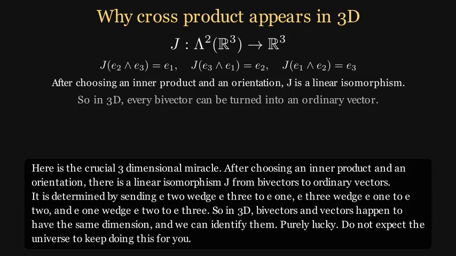Here is the crucial 3-dimensional miracle. After choosing an inner product and an orientation, there is a linear isomorphism J from bivectors to ordinary vectors. It is determined by sending e2 wedge e3 to e1, e3 wedge e1 to e2, and e1 wedge e2 to e3. So in 3D, bivectors and vectors happen to have the same dimension, and we can identify them. Purely lucky. Do not expect the universe to keep doing this for you.